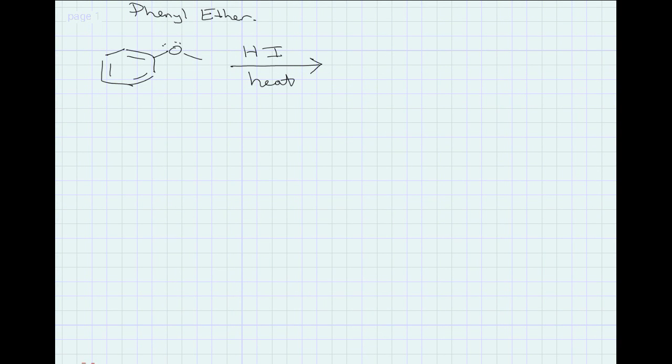Let's take a look at the acidic cleavage of a phenyl ether. So if we take methylphenyl ether and we treat that with hydroiodic acid and we heat that up, a lot of people, as I expect, would probably just memorize this from class. They say, okay, well, the products of this reaction are going to be phenol and methyl iodide, CH3I.